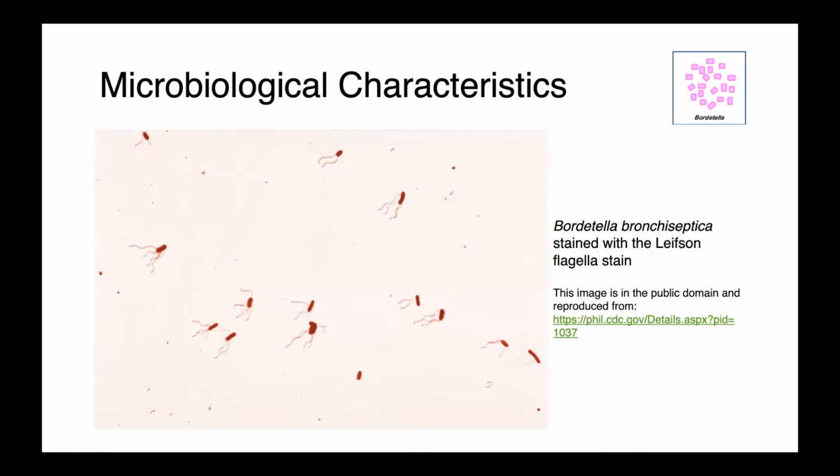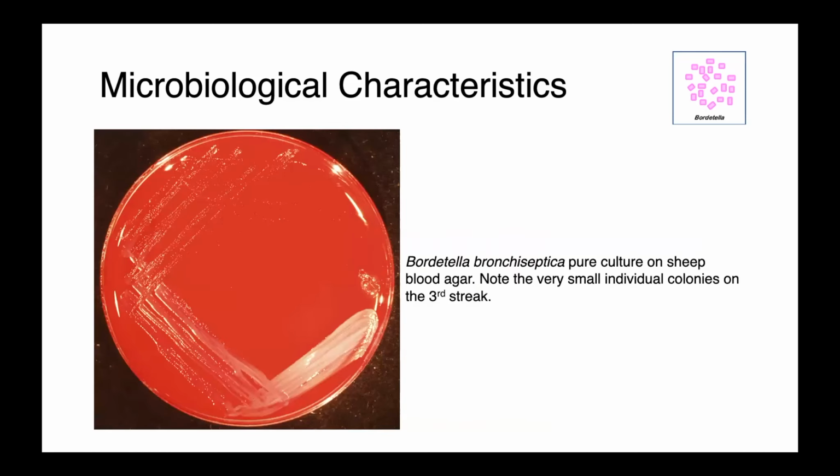In this image, you can see the Leifson flagella stain on Bordetella bronchoseptica, one of the motile species of Bordetella, and I think you can see these flagella all around the organisms that allow them to move throughout their environment. This is a pure culture of Bordetella bronchoseptica on sheep blood agar, and I think you can appreciate the very small individual colonies seen on the third and maybe even the fourth streak of the plate.